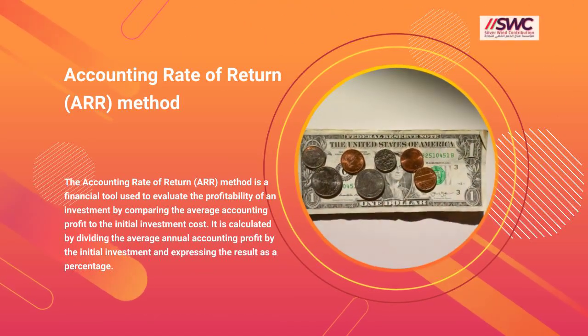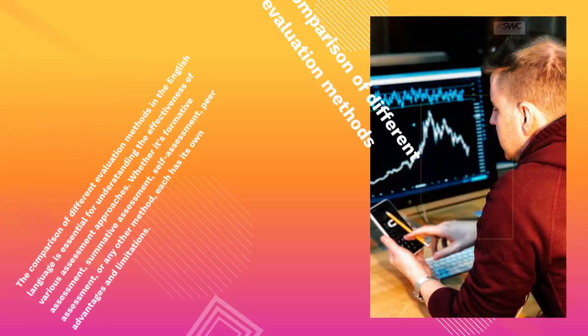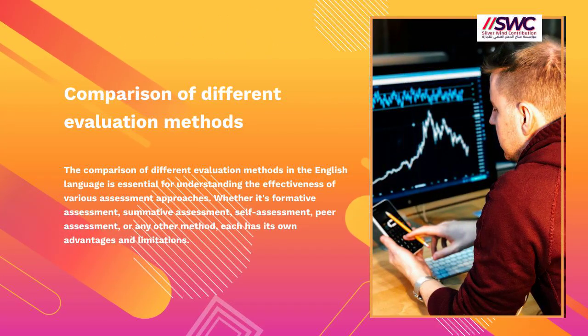Accounting Rate of Return (ARR) method. The Accounting Rate of Return (ARR) method is a financial tool used to evaluate the profitability of an investment by comparing the average accounting profit to the initial investment cost. It is calculated by dividing the average annual accounting profit by the initial investment and expressing the result as a percentage.